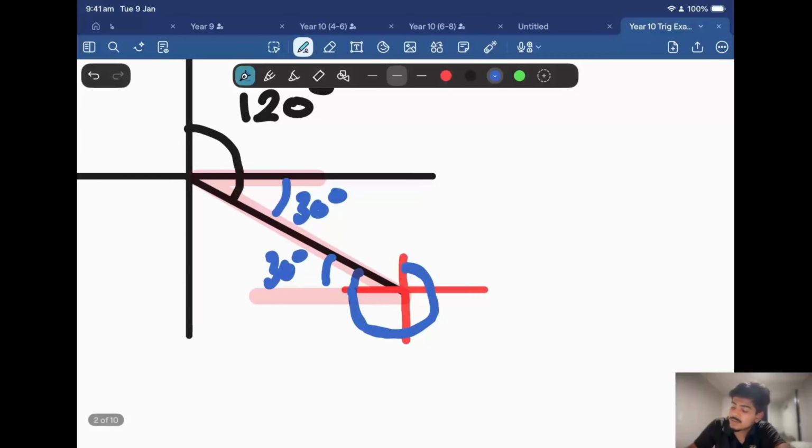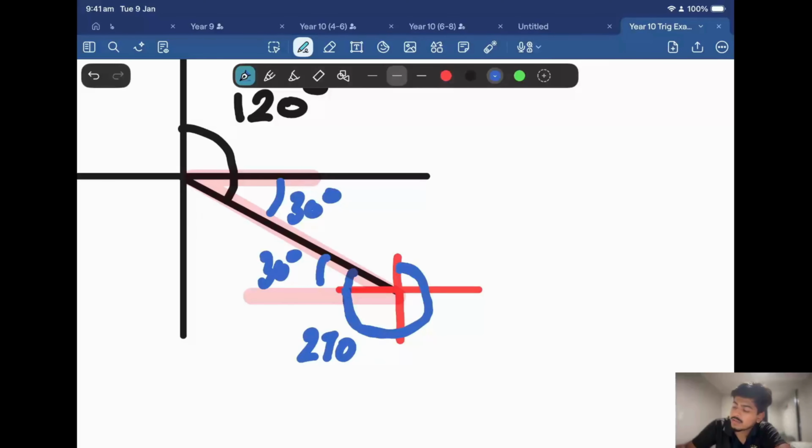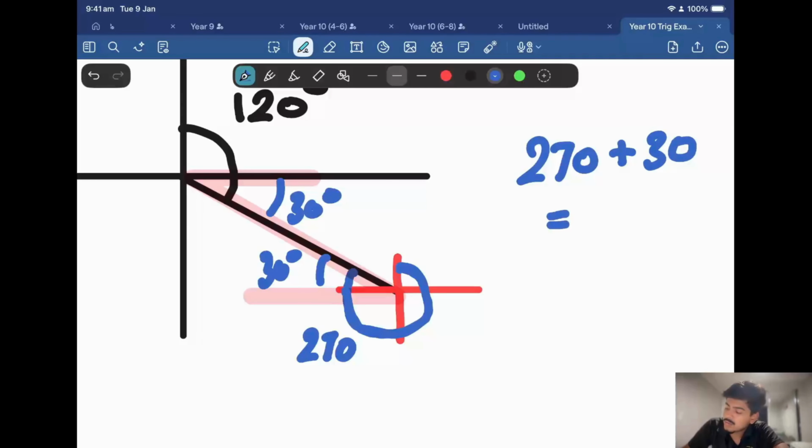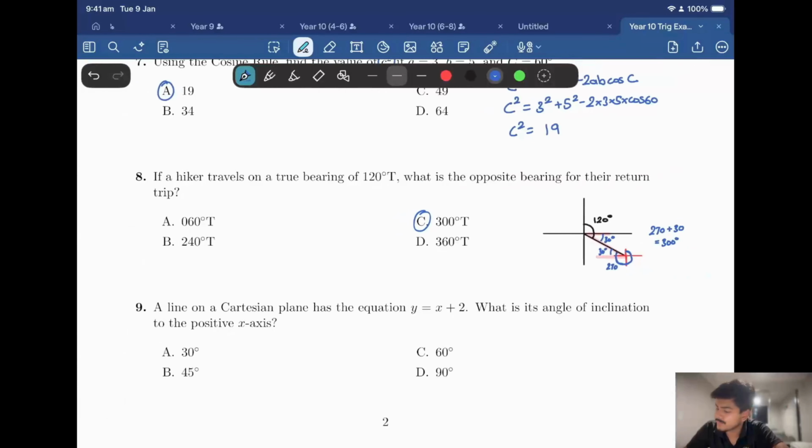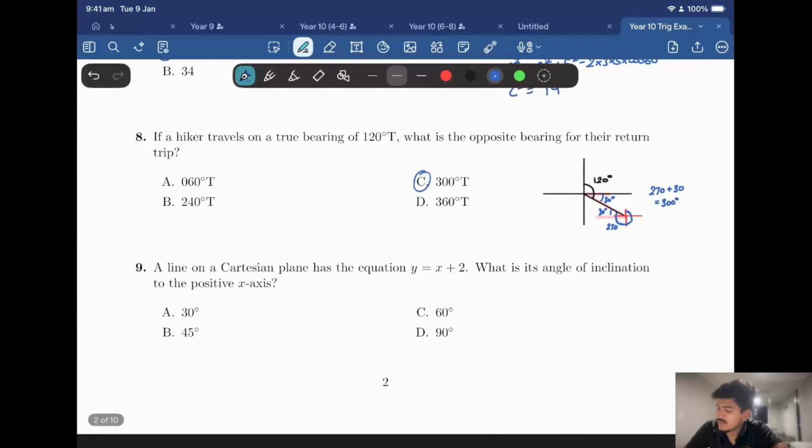That much is 270 degrees. Okay. So we do 270 plus 30, which is 300 degrees. Okay. So your answer is C, 300 degrees. Perfect. Alright. This one is a very, very classic question.